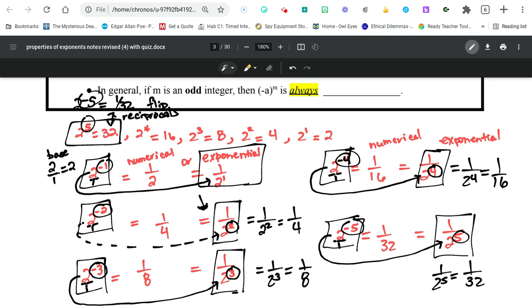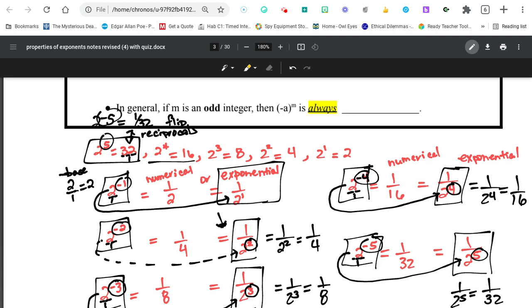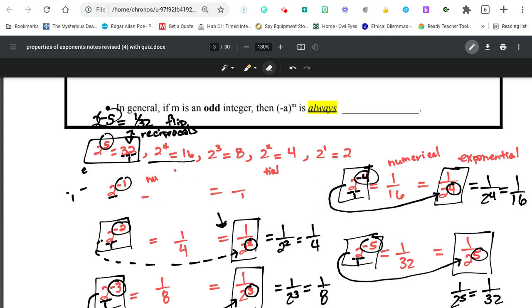Okay, you flip it. If I flip 32, which is 32 over 1, it becomes 1 over 32. Okay, let's take a look at 2 to the 4th power. I wish I had more room. I'm going to have to erase some of this stuff because I don't have enough room.